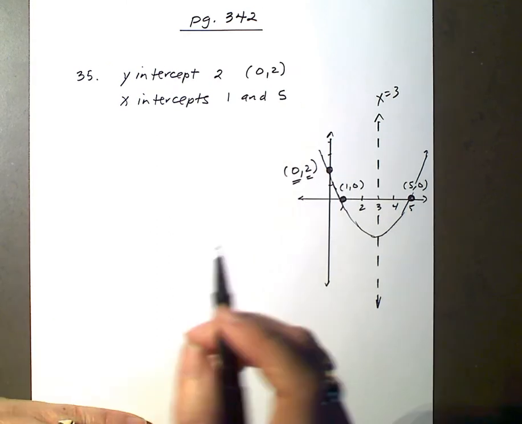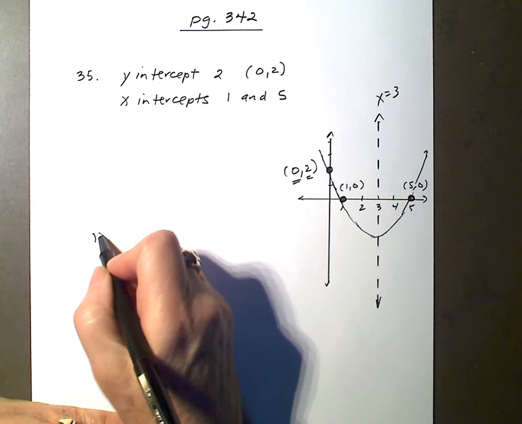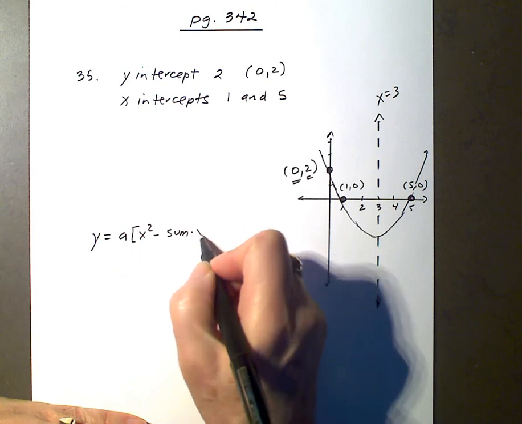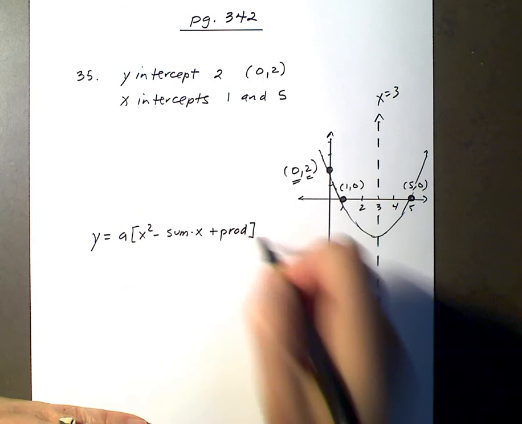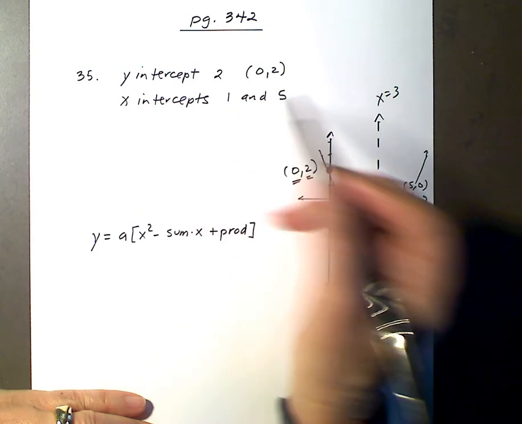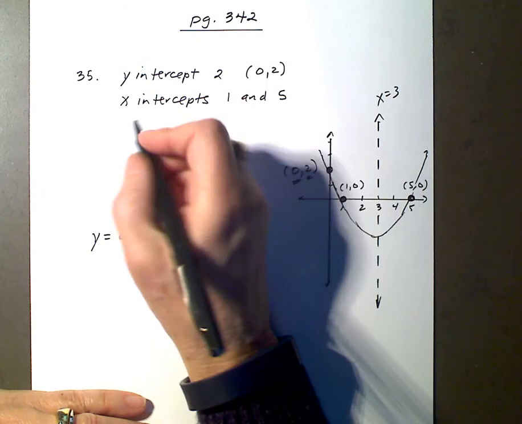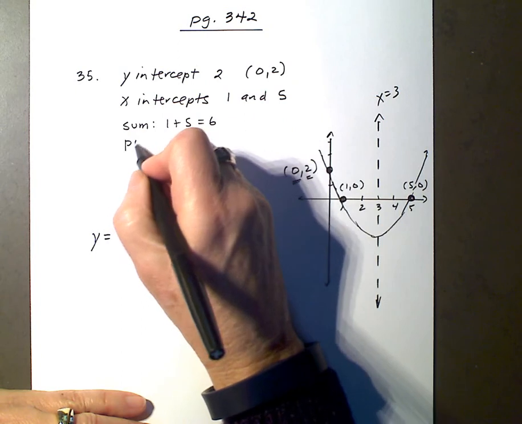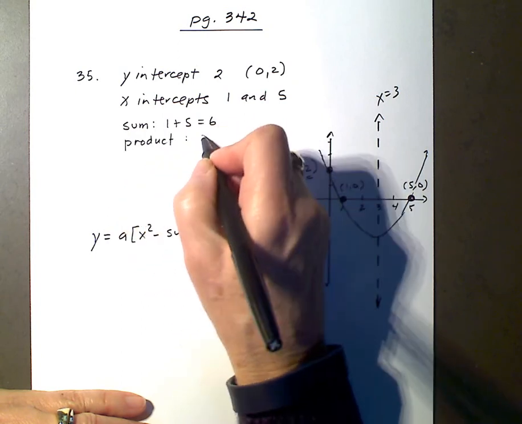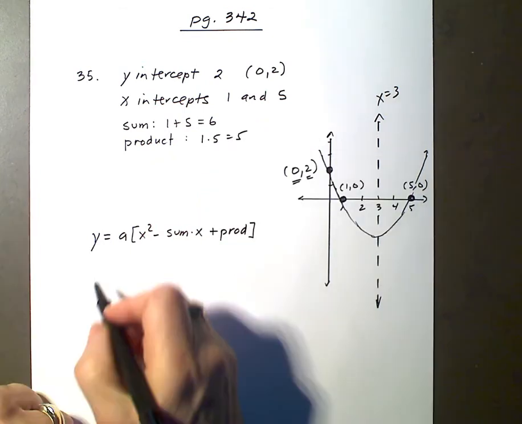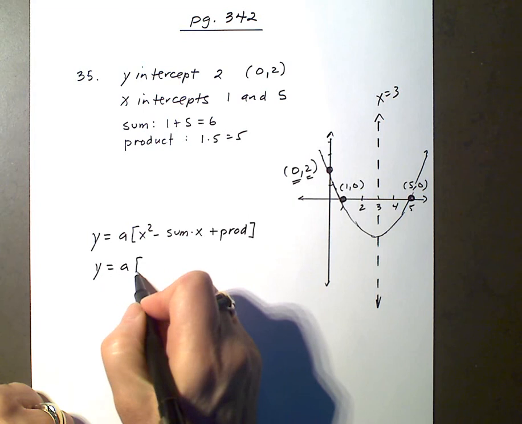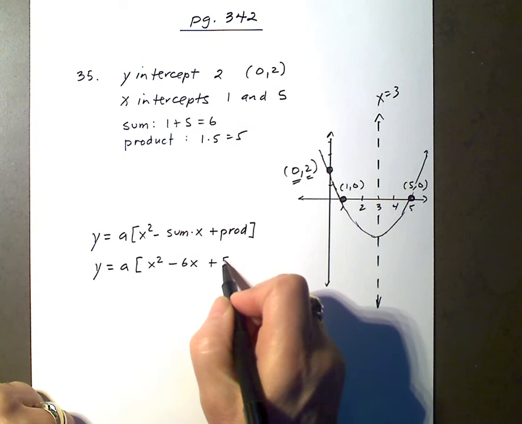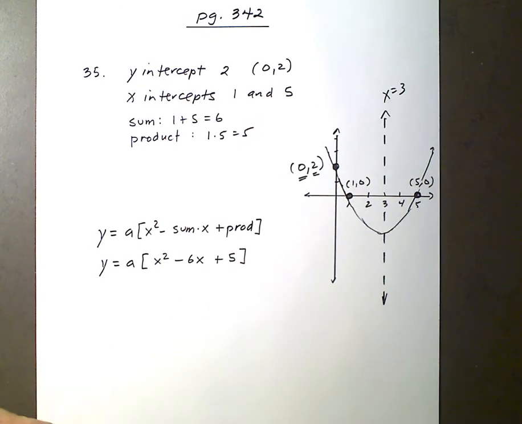So I'm going to use the pattern y is equal to a times x squared minus the sum of the roots times x plus the product of the roots. I can just FOIL together x minus 1 times x minus 5 also to do that. So anyway, the sum of the roots is 6, and the product of the roots is 1 times 5, or 5. So in general form, I'm going to have y is equal to some a value times x squared minus 6x plus 5. Now to find a, I just need to use an x and a y.